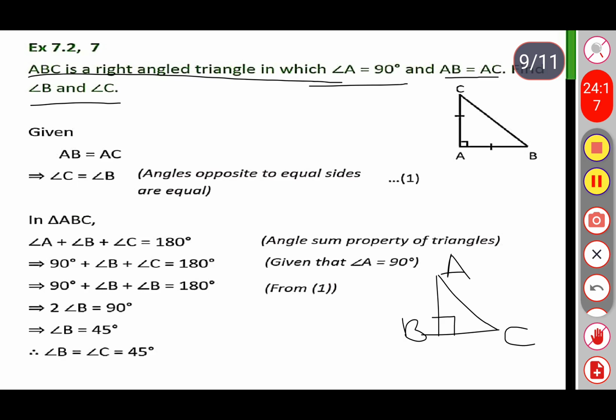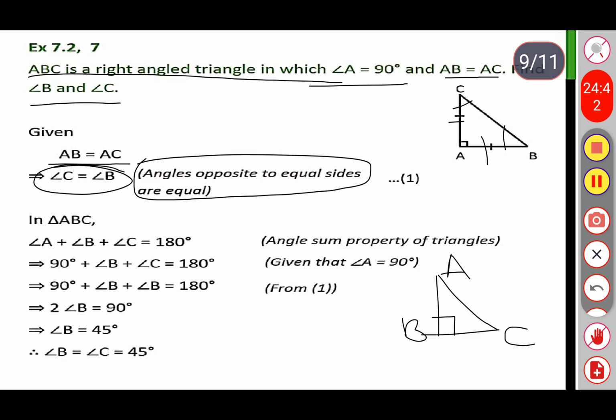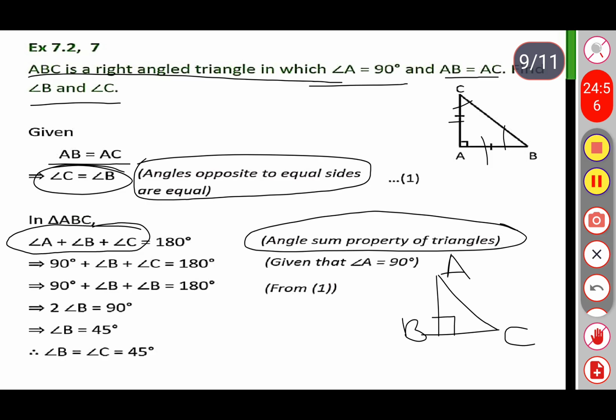What are the given data? AC is equal to AB. ABC is a right angle isosceles triangle. If AB is equal to AC, then the angles opposite to equal sides are equal. It means the corresponding angles of the isosceles triangle are equal. Therefore angle B is equal to angle C. By using the interior angle sum property of a triangle, we just need to add the three angles of the triangle. What are the three angles here? Angle A plus angle B plus angle C is equal to 180 degrees.